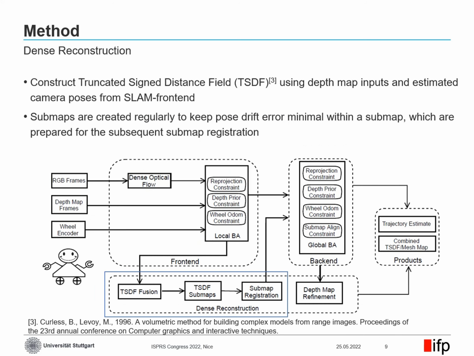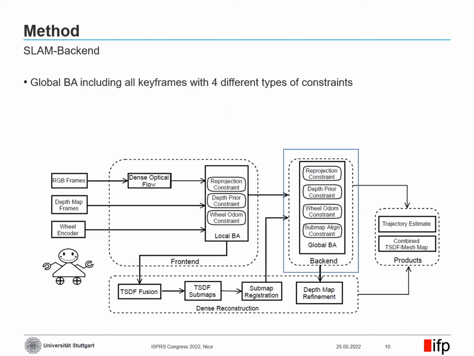The second submodule of our system is the dense reconstruction module. We construct a truncated signed distance field using depth map inputs and estimated camera poses from the SLAM front end. Submaps are also created regularly to keep pose-drift error minimal within a submap, which are prepared for the subsequent submap registration.